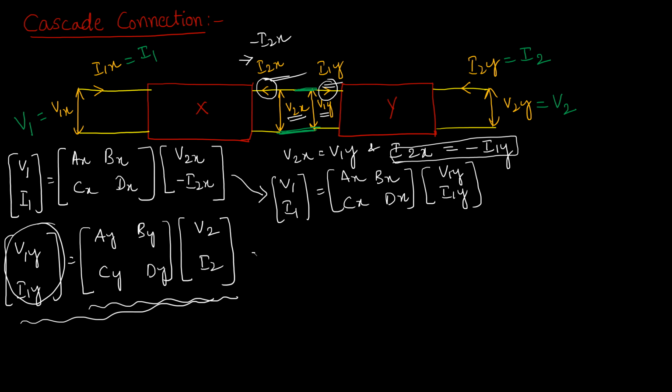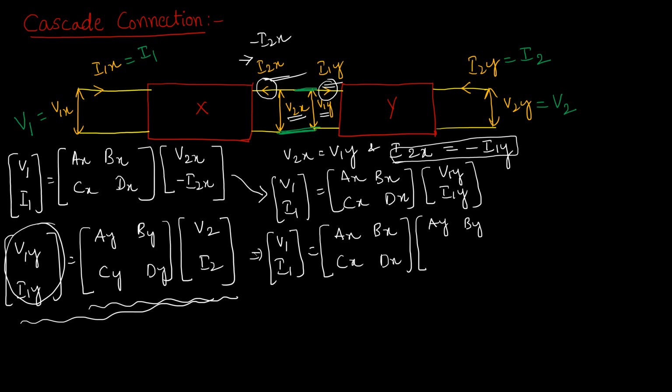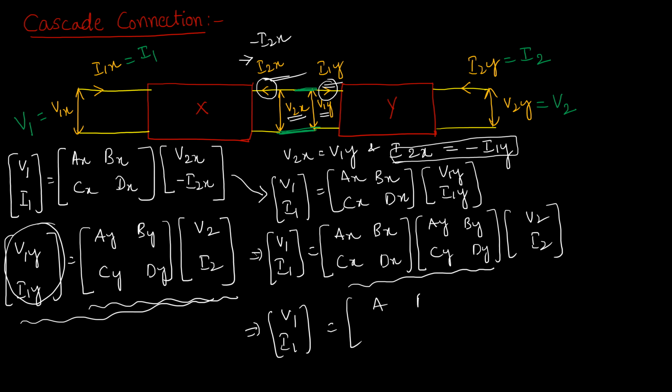If we do so, I'm rewriting here: this is V1, I1. It's very simple. By this time you should be able to assess what kind of calculations should be done, but still I'm writing the entire relations. Now, instead of V1Y, I1Y, we may write AY, BY, CY, DY into V2, I2. If we do the product of these two matrices, we get some matrix, and that matrix will be considered as the total ABCD matrix for this cascaded connection. That means we may write V1, I1 equal to A, B, C, D. Here we can't write AX, BX, CX, DX, so directly we write ABCD, into V2 and, sorry, I forgot the minus, so here also minus I2.